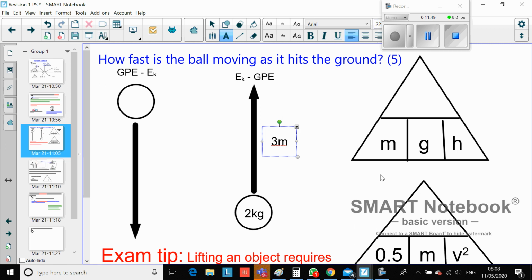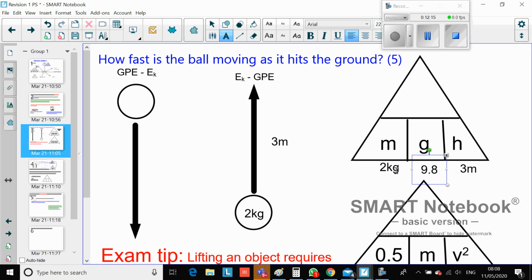Right, well, let's think about this. M is mass, so we know the mass is 2 kilograms. We know the height is 3 meters. And there is something else that you're expected to know. Gravity on Earth is 9.8. Now, this is just one of those values that you are expected to know. It's just one of those things.